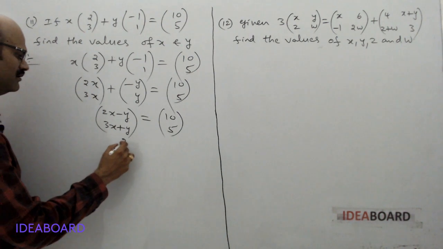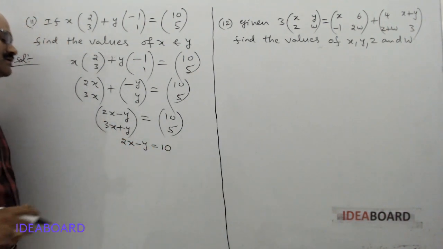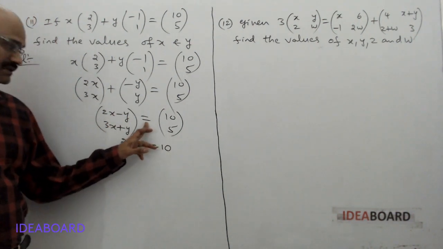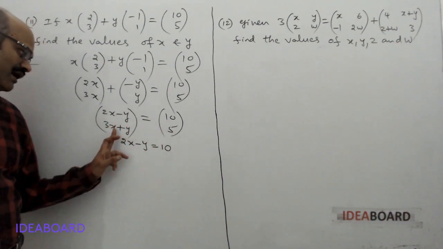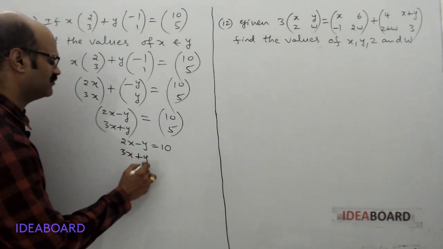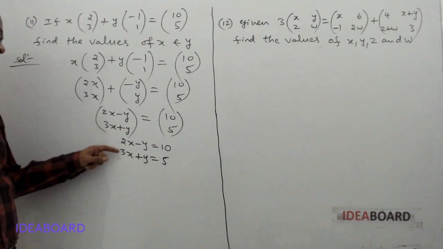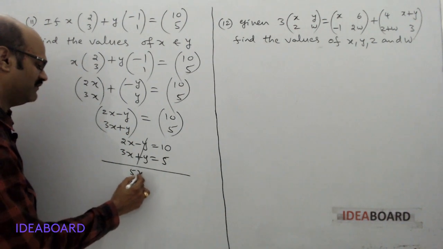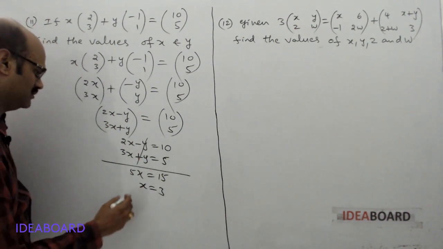Now take 2x minus y equal to 10. Since these two matrices are equal, we have to take the corresponding elements as equal. 2x minus y equal to 10 and 3x plus y equal to 5. Now by solving these two, we have to get the values of x and y. So by adding these two, we get 5x equal to 15. It implies x equal to 3.